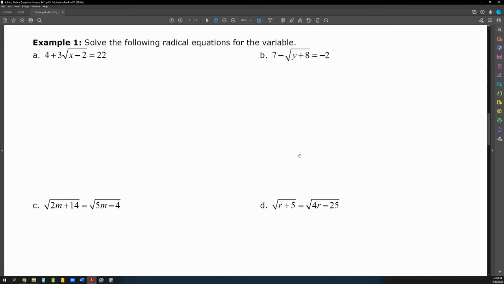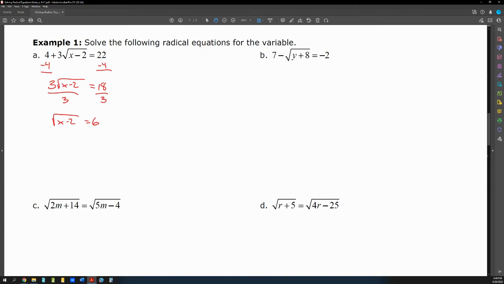Example 1. 1a, here we have 4 plus 3 root x minus 2 equals 22. So to solve this, we'll first subtract 4 from both sides of the equation. And we have 3 times the square root of x minus 2 is equal to 18. Next, we divide both sides by 3. And so we have the square root of x minus 2 is equal to 6.